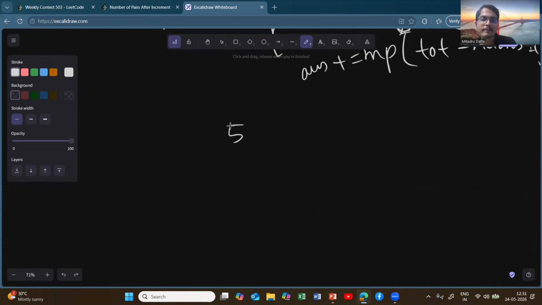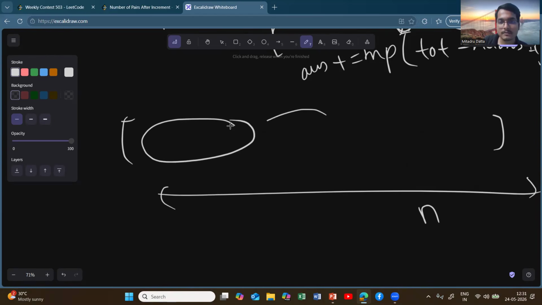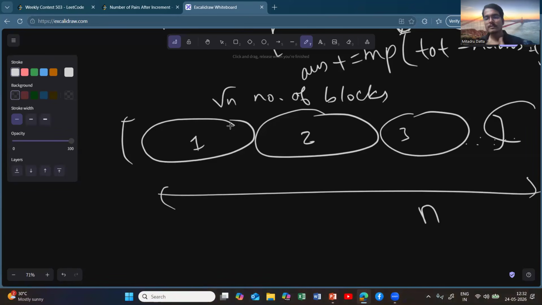So this gives you a hint, and it is actually a standard method where you have a long array of length n and you divide it into blocks, root n number of blocks. This will be block 1, block 2, and so on. Maybe the last block is a little bit small, but iterating through the blocks takes only root n time, and iterating through one particular block again takes only root n time.